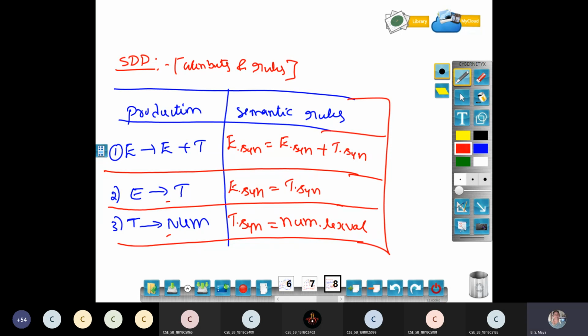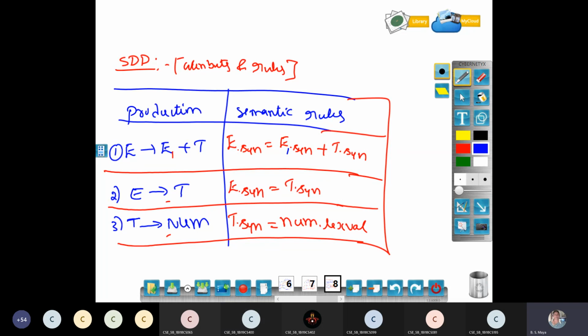Shall I add these here to get differentiation, head of the production and body of the production? It's not required, but for your convenience I am writing. After that, if the problem is big, you will get more confused. Okay, shall I go for the next?